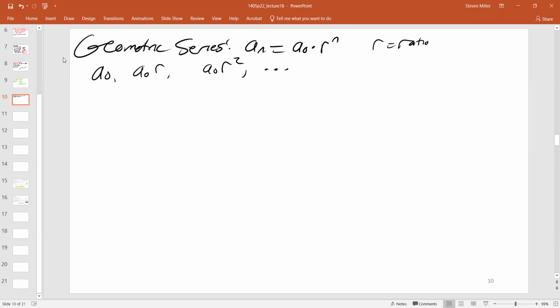So consider S_n is 1 plus r plus r squared plus ... plus r to the n. So this is the sum of the first n plus 1 terms of a geometric series. So there's a couple of ways to prove the geometric series formula.